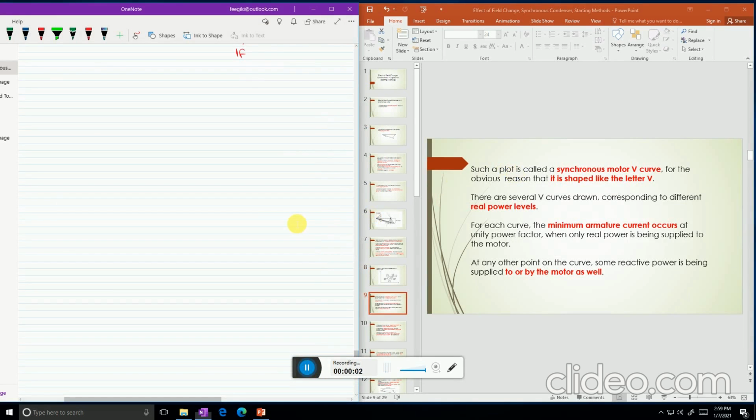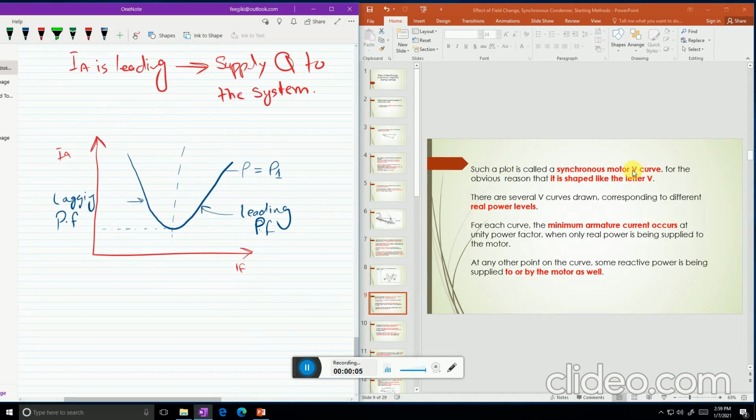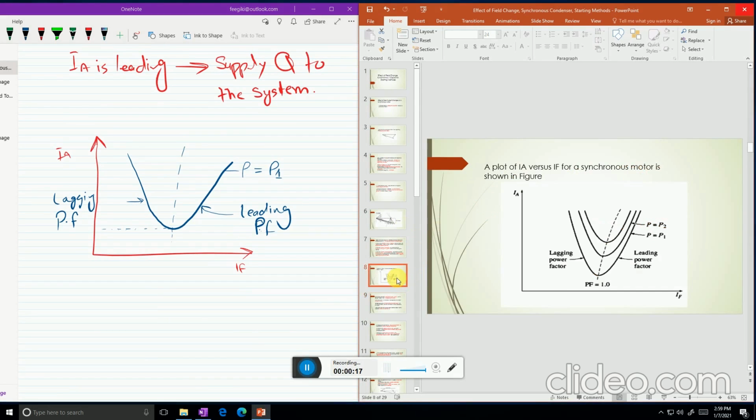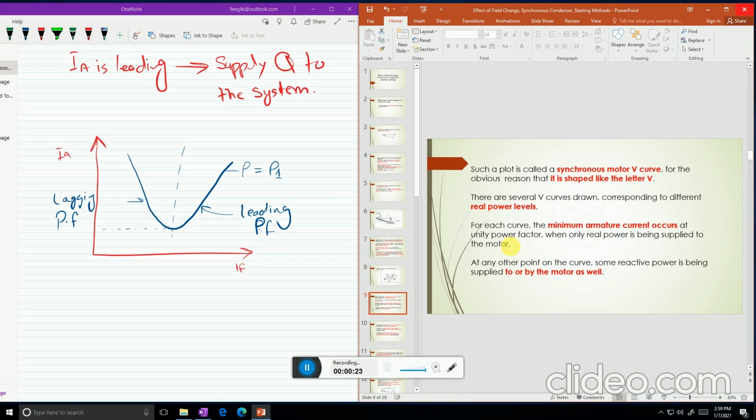This plot is called the V curve for the obvious reason that it's shaped like the letter V. There are several V curves drawn corresponding to different real power levels, as shown here. For different real power there is a different V curve. For each curve the minimum armature current occurs at unity power factor, which I told you, when only real power is being supplied to the motor. At any other point on the curve, some reactive power is either consumed by the motor or supplied by the motor.